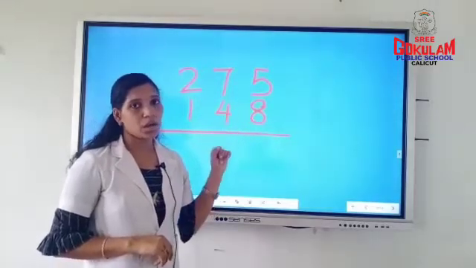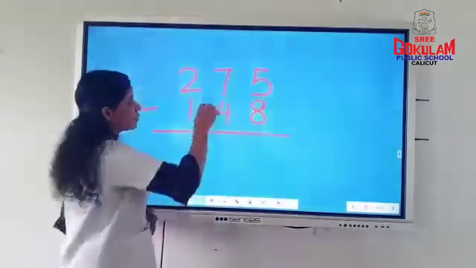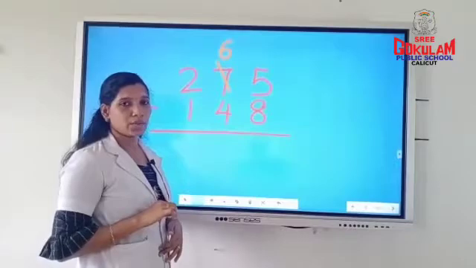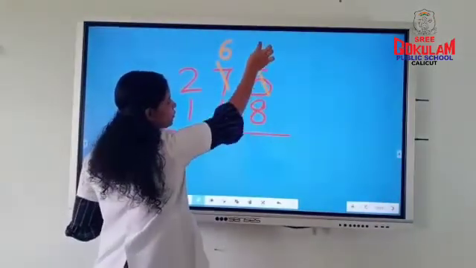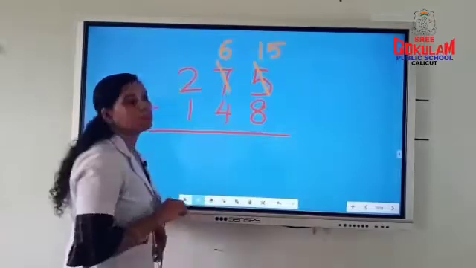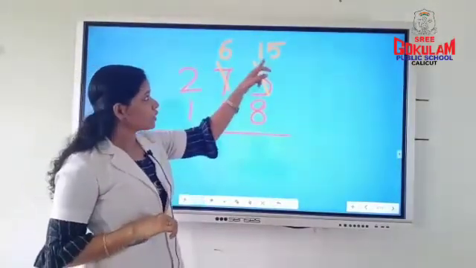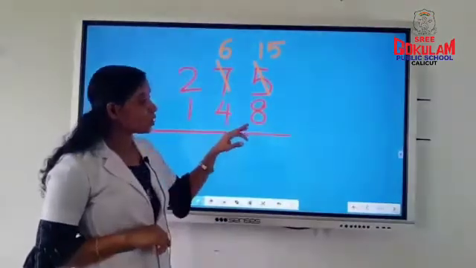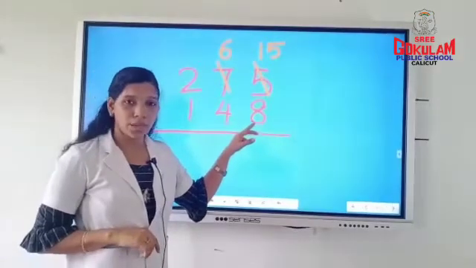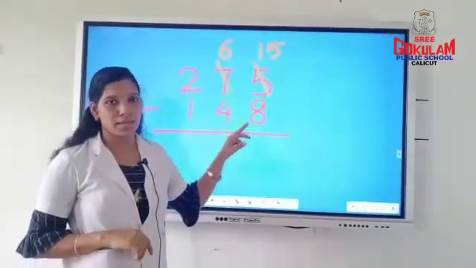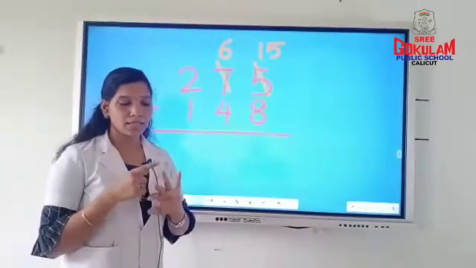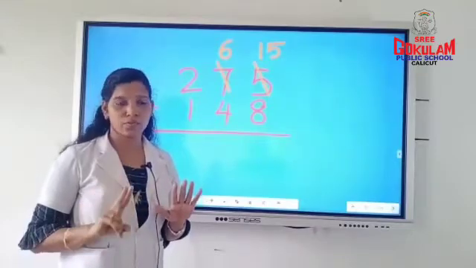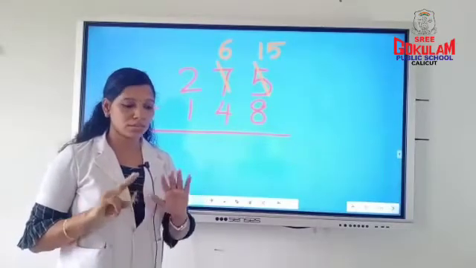So when we are borrowing, how do we do it? We will make 7 as 6 because we are taking 1 from it, and we will give it to 5. So this will become 15. Now 15 is a bigger number than 8, so you can subtract. How to subtract, children? Again, keep 8 in your mind and add till you get 15. 9, 10, 11, 12, 13, 14, 15. So how many numbers have you added? 7.